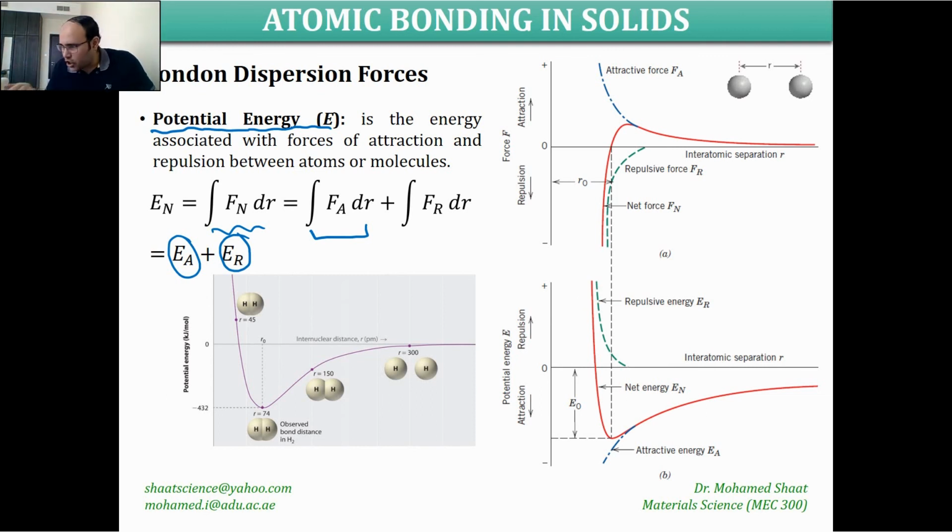But the negative potential energy between two molecules indicates an attraction force. Make sense? So that's why the positive of the force will be negative for the energy, and the opposite side, vice versa for the repulsive or the attraction. Make sense?